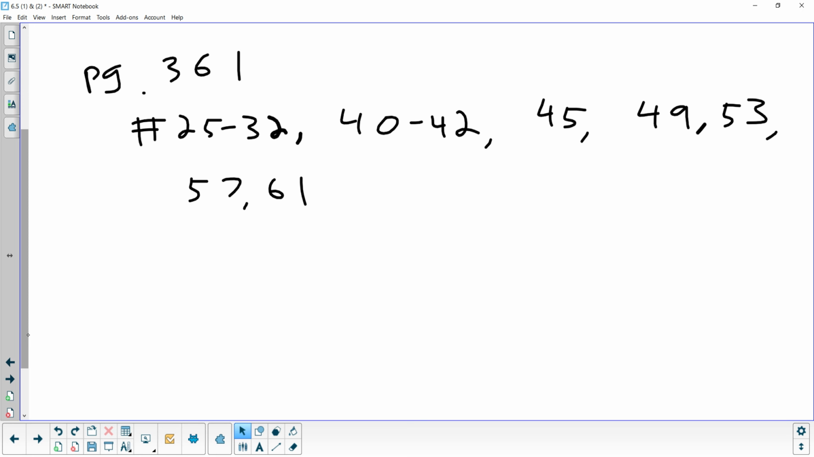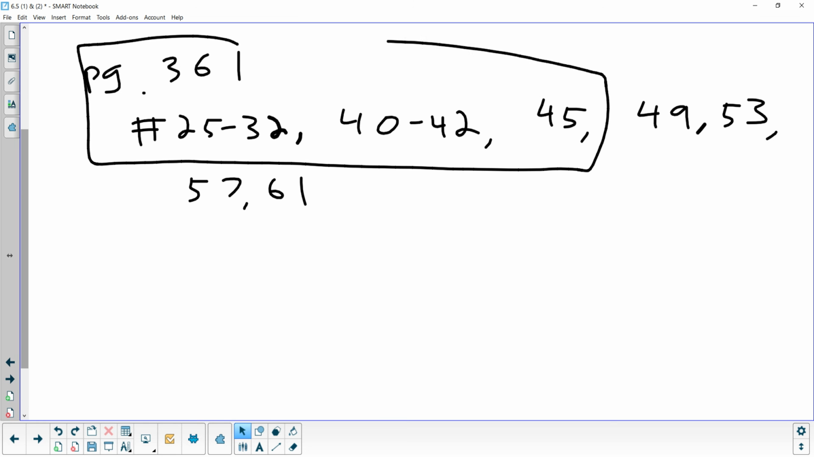We're going to hold off on 49 and 53, 57 and 61. So just what's in the box. We'll probably take a look at some of these when we do the notes tomorrow. Like I said, it'll probably be about 20 minutes of notes, 20 minutes of homework, and then you'll have about 40 minutes in class free.